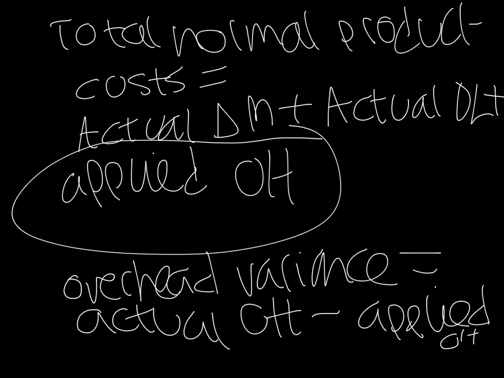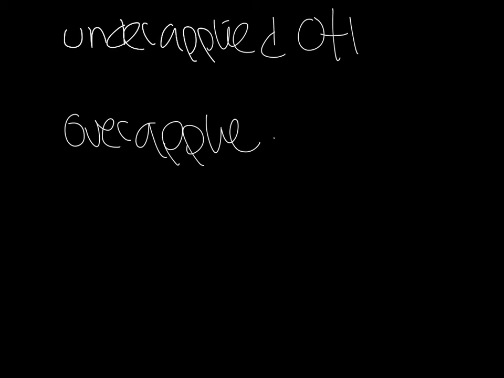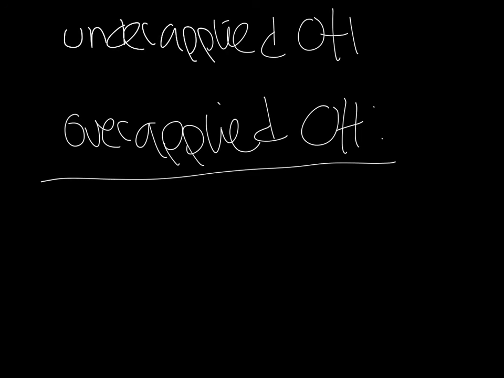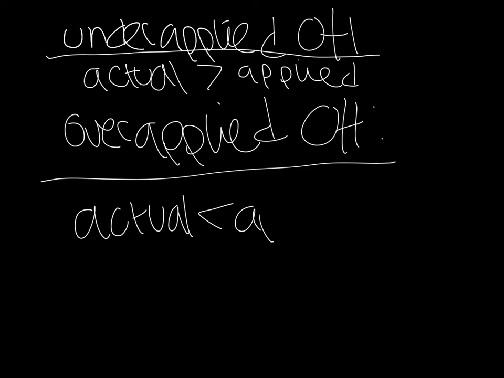Next, I'm going to explain what the different types of overhead variances are called. There are two main types of overhead variance. There's an underapplied overhead and an overapplied overhead. In an underapplied overhead, the actual overhead is greater than the applied. And in the overapplied overhead, the actual is less than the applied.